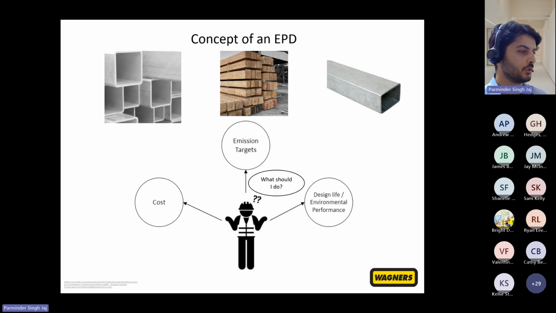So what is the concept of an EPD? Let's say we have a project manager who is at the initial stage of selecting the material, and he wants to make sure that he has different emission targets. He wants to have the project at a specific cost, and he's looking for something that can last longer and have a great environmental performance. So in that case, what should he do? It's really confusing. He can't just go to Google and look for different studies. So EPD gives you flexibility to compare between different materials to select a proper material that will be good for you.